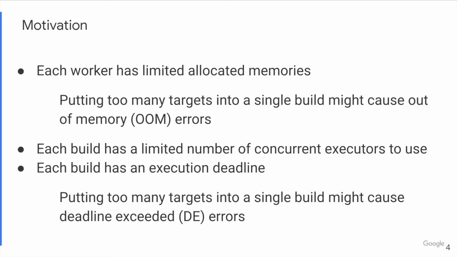However, each worker has limited allocated memory, which means putting too many targets into a single build might cause out-of-memory errors, and we call those errors OOM. Moreover, each build has a limited number of concurrent executors to use, and each build has an execution deadline, which means putting too many targets into a single build might cause deadline-exceeded errors.